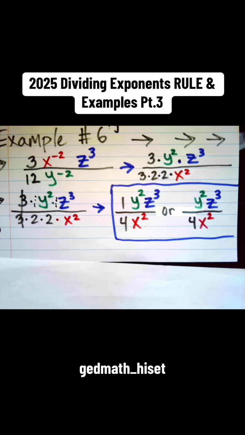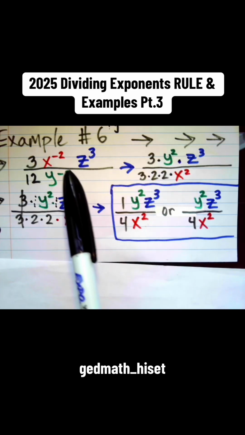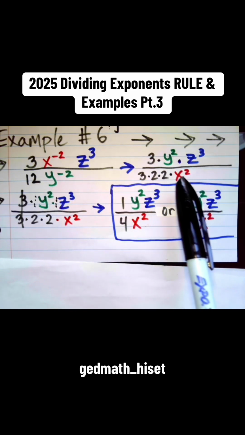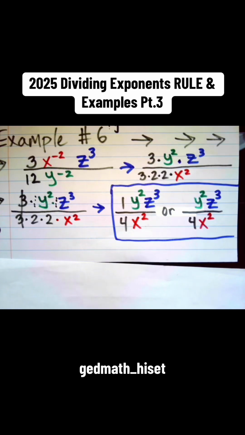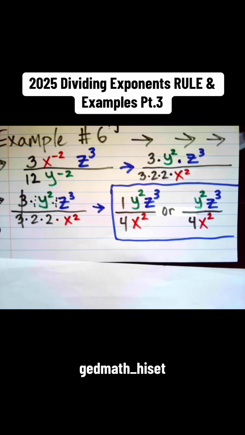I hope I didn't confuse anybody. Only thing we did was we moved that y to the negative to the top part of the fraction, and that made the exponent positive. X to the negative, we moved that to the bottom. Now that x to the second power is positive. And from there, we wrote out expanded form, simplified, combined like terms to get to our answer here.